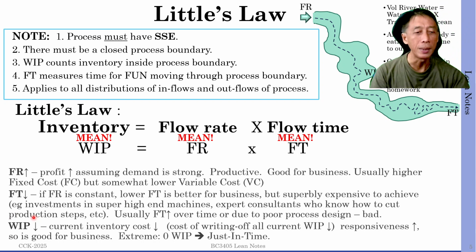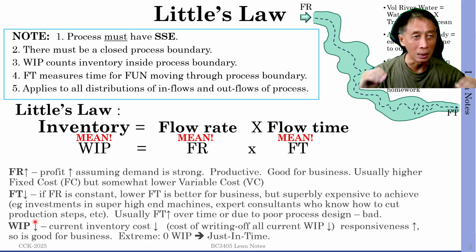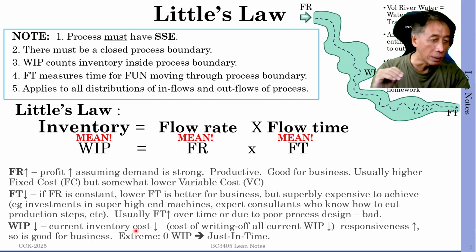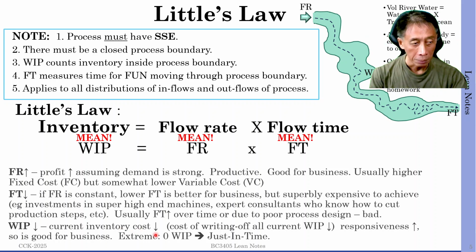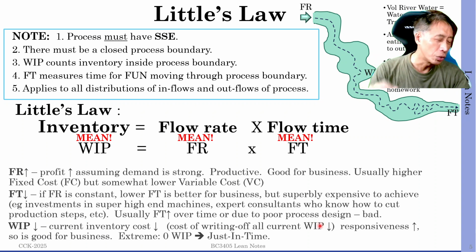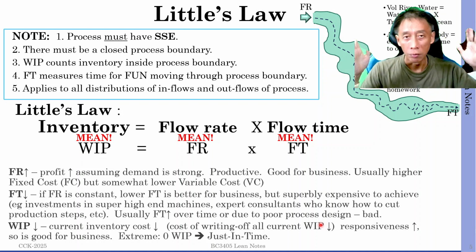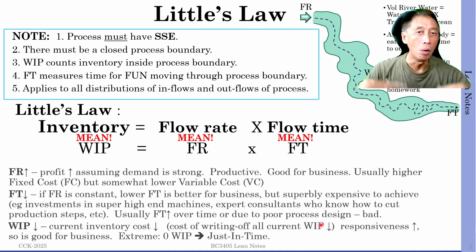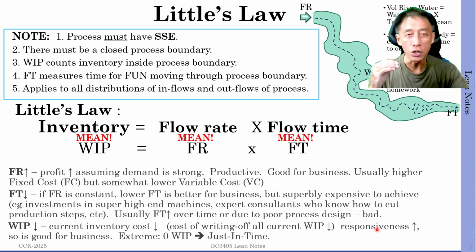As WIP decreases, right, the inventory sitting on the conveyor belt, as it decreases, the current inventory cost decreases. The cost of writing off all current inventory, as in those sitting on the conveyor belt, semi-complete and all that, decreases, right? So as inventory decreases, because, for example, flow time is shorter, or simply because somehow it decreases, then the responsiveness increases. What does that mean? Responsiveness refers to a change in customers' demand.